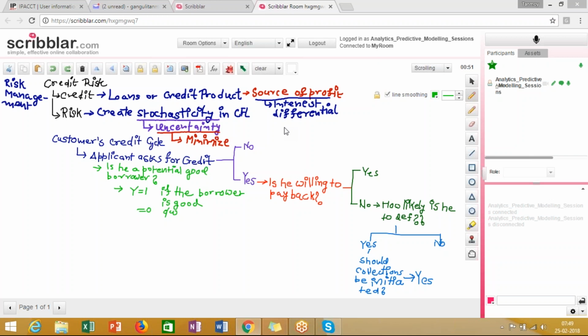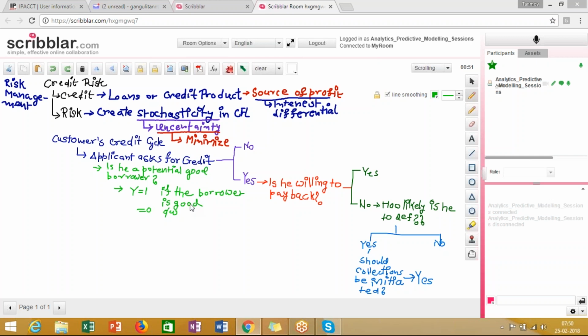So y is the dependent or the target or the outcome variable of the model, right? So if an applicant asks for credit, what is the final outcome of the model? If I'm developing a model, it is either y equal to 1 or y equal to 0. That is the final outcome that you can have, right? So at the first stage, the first question which the bank is trying to assess is whether the borrower is good or bad.